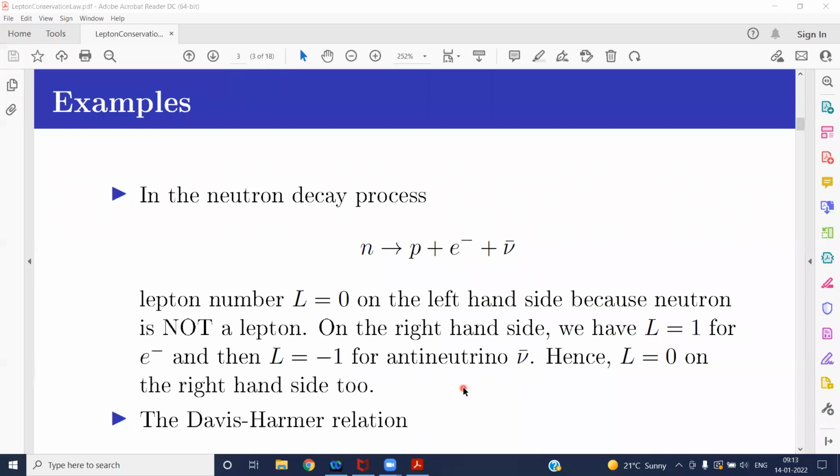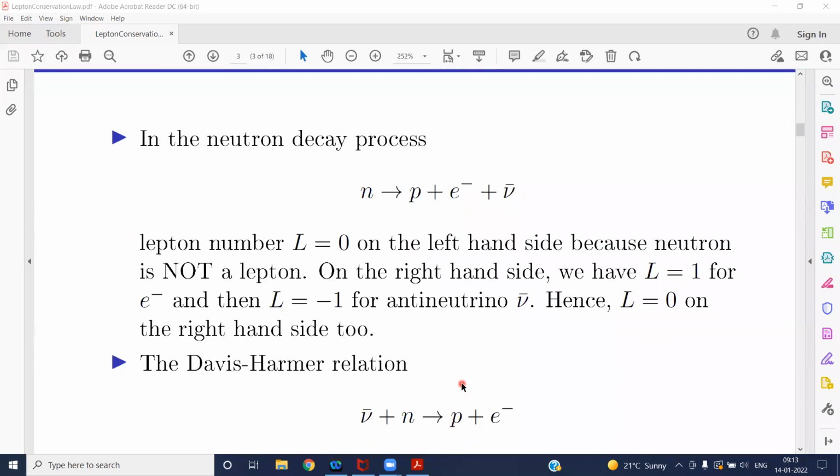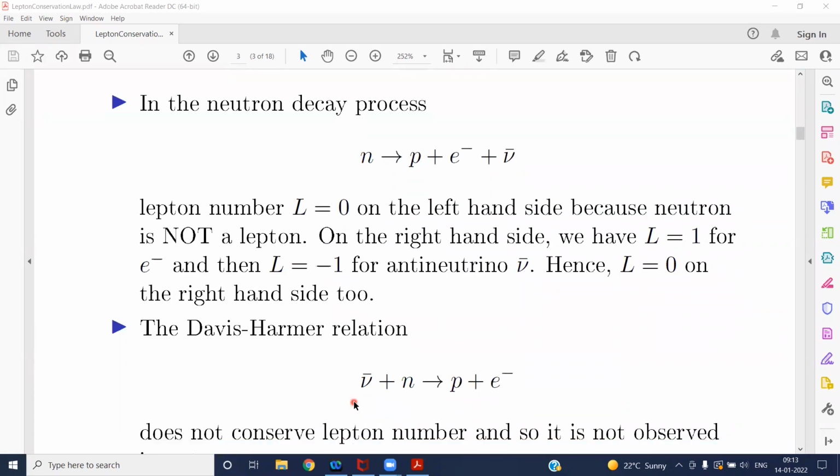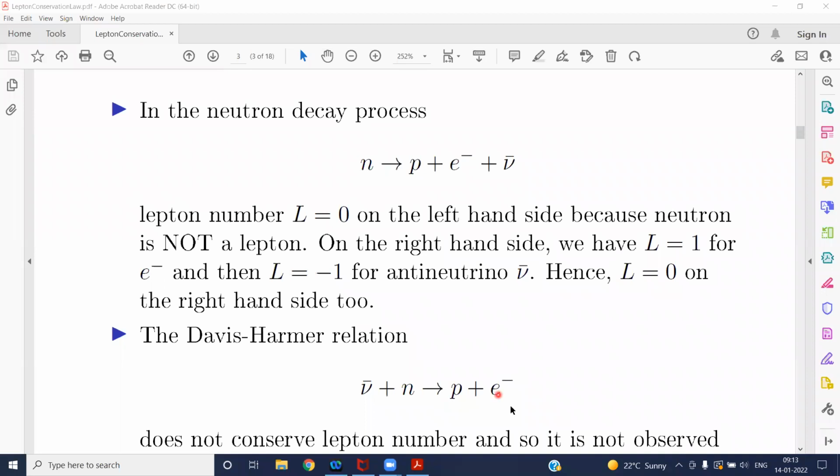And now let us take what we did to check whether neutrino and antineutrino are the same. There is a process which was experimentally tested by Davis and Harmer. I had mentioned it two classes earlier, I think, or last class. The process is antineutrino plus a neutron gives you a proton plus an electron. Tell me whether this happens in nature. What is the lepton number on the left-hand side?